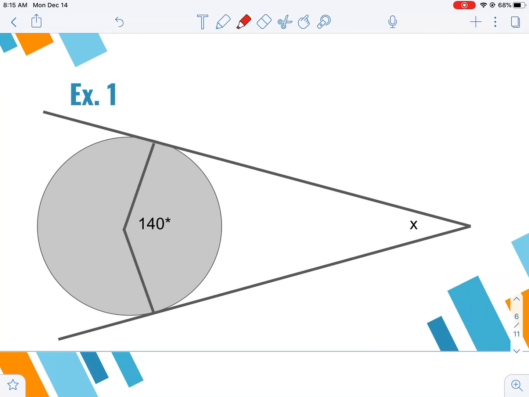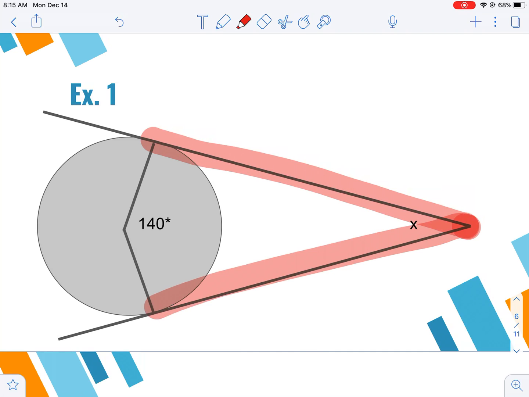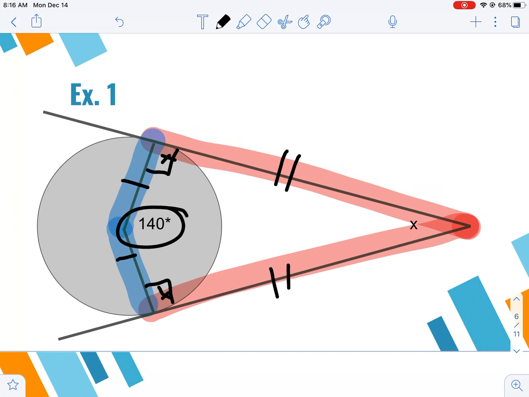When I'm looking at this one, I'm trying to solve for x. I see that this is a tangent and this is a tangent, and that I have a radius here. I know that these will be 90 degrees, and then I know, hey, this is a kite, because my radiuses are the same, my tangents are the same. I know a kite adds up to 360 degrees. I've taken care of 180 with these two. So I've got 180 left, subtract off the 140 degrees, and x must be 40.